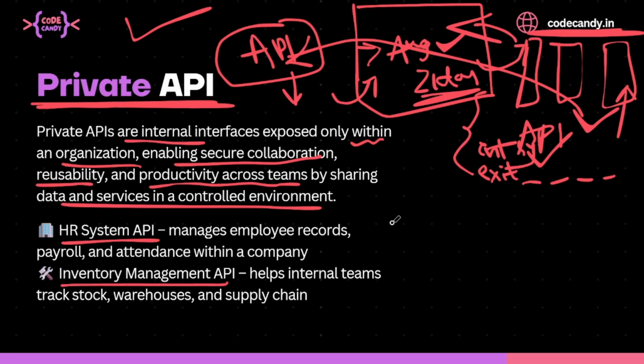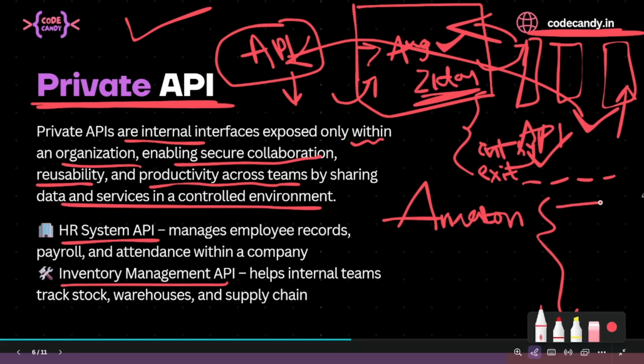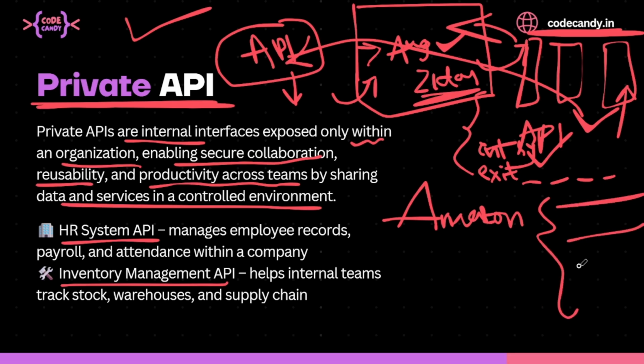The second example is inventory management API. Suppose Amazon. What does Amazon do? It will maintain its own stock details, warehouse details, supply management details. To access all these details, it will maintain its own API. And these APIs are not used by other organizations. They are used for internal purposes only, because the data which we are developing the API on is itself private to the company.